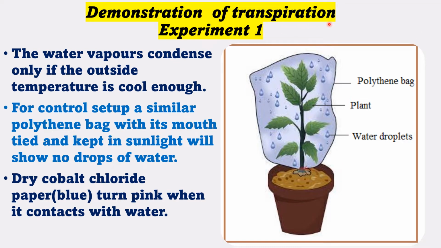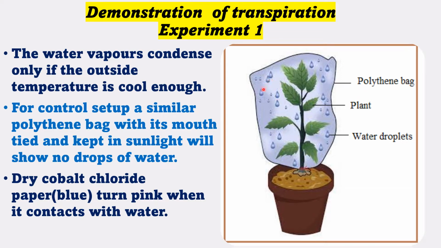Demonstration of transpiration. For demonstration of transpiration, we are discussing two experiments. Experiment 1. Take a medium-sized, well-watered potted plant. Cover the plant with a transparent polythene bag and tie its mouth around the base of the stem. Leave the plant in sunlight for 2 to 3 hours. What will be the result? You can see drops of water will soon appear on the inner side of the bag.